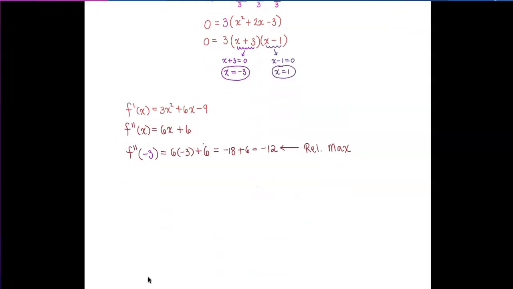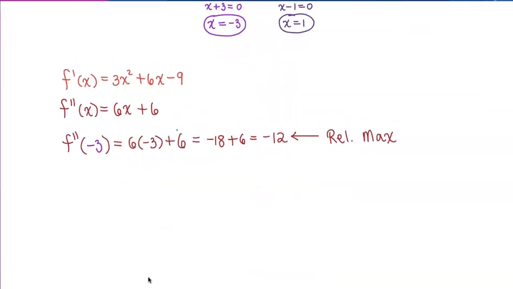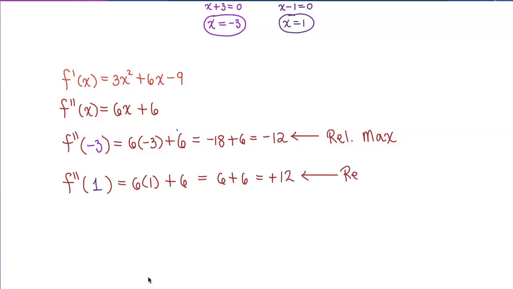All right. Similarly, I'm now going to plug in our second candidate. The other critical value that we have is positive 1. All right, let's see what we get when we plug in positive 1. 6 times 1 plus 6. That is 6 plus 6, and that is positive 12. Now, what does positive second derivative tell us? This is where relative minimum will happen.